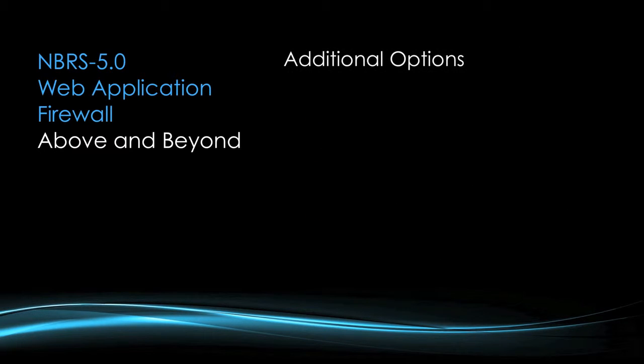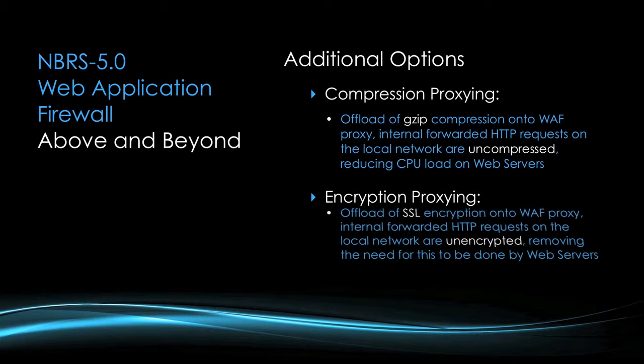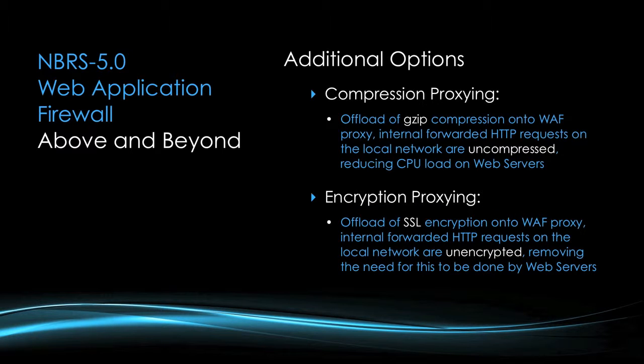Some other options available include compression proxying, which is the offload of gzip compression onto the WAF proxy. Internal forwarded HTTP requests on the local network are uncompressed, and this reduces CPU load on web servers. We can also perform encryption proxying, where we offload the SSL encryption onto the WAF proxy. In this way, internal forwarded HTTP requests on the local network are unencrypted and remove the need for this to be done by the web servers.